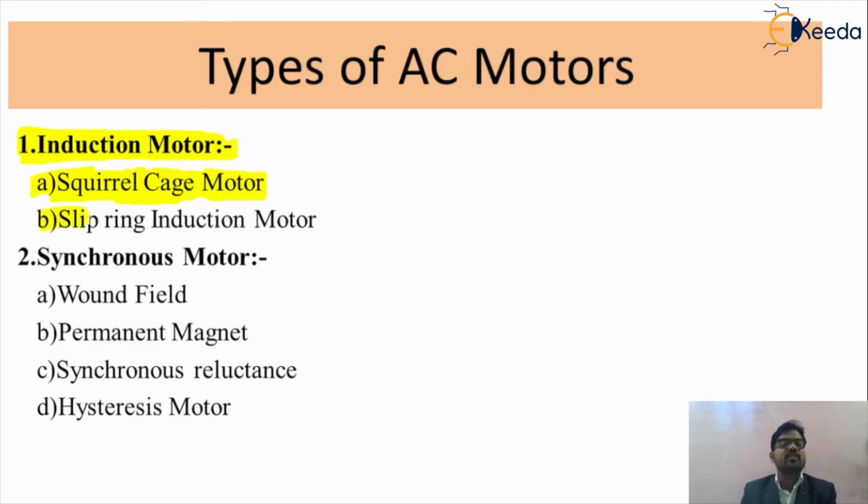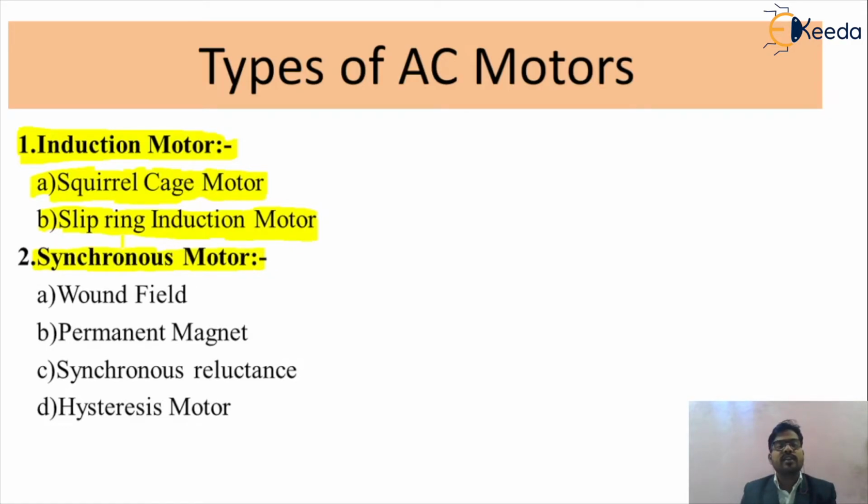And the second type of motor is called the slip ring induction motor. In the slip ring induction motor, we use slip rings in the rotor circuit. That's why it is called the slip ring induction motor. Another name for the slip ring induction motor is wound rotor motor. Okay, so these are the two different types of induction motor. Along with that, friends, another type of AC motor is called the synchronous motor. Why is it called a synchronous motor? Because the speed of such a motor will be constant. That's why such a motor is called the synchronous motor.